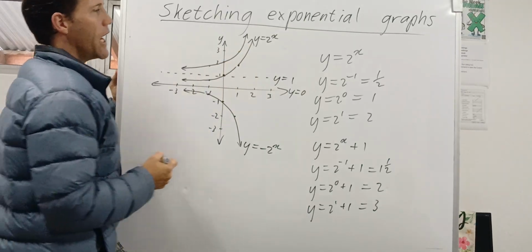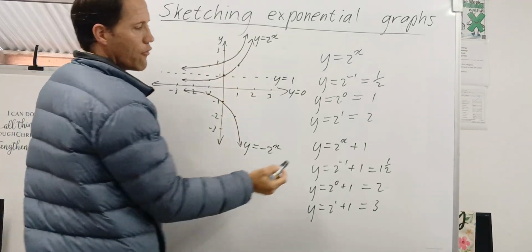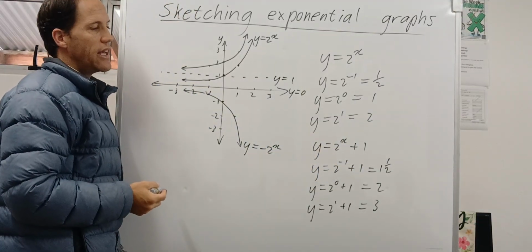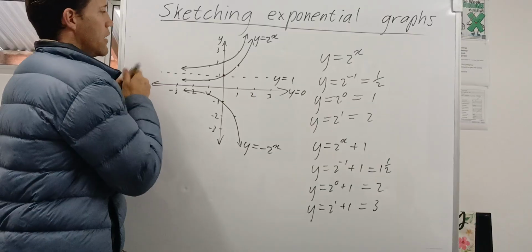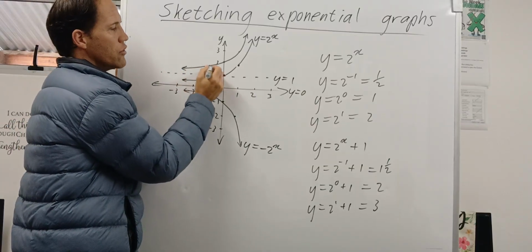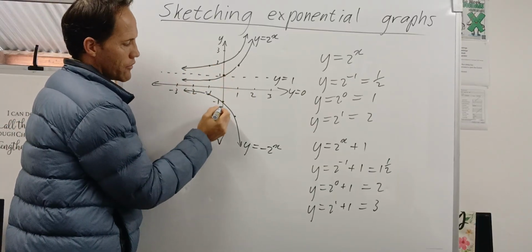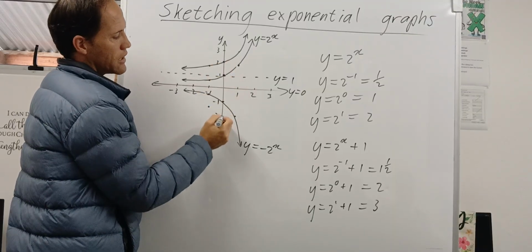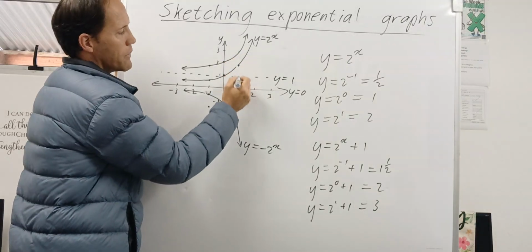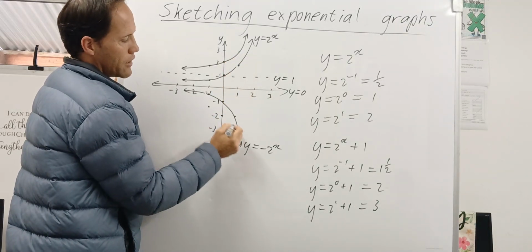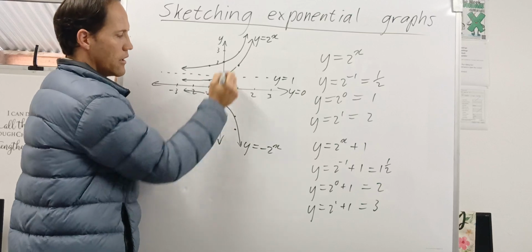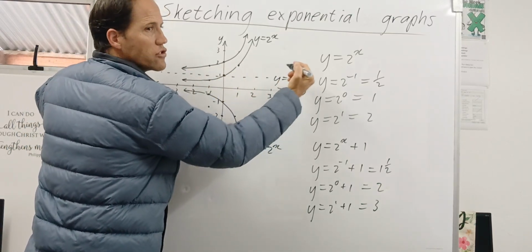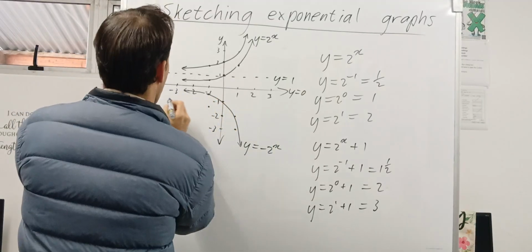If I say what's the reflection in the x-axis of y equals 2 to the power x plus 1, okay? Then you're going to say, again, the same thing happens. The 3 over 2, 1.5, must go to negative 3 over 2, negative 1.5. The 2 must go to negative 2. And the 3 there must go to negative 3. Everything just gets reflected. So even the asymptote, y equals 1, goes to y equals negative 1.